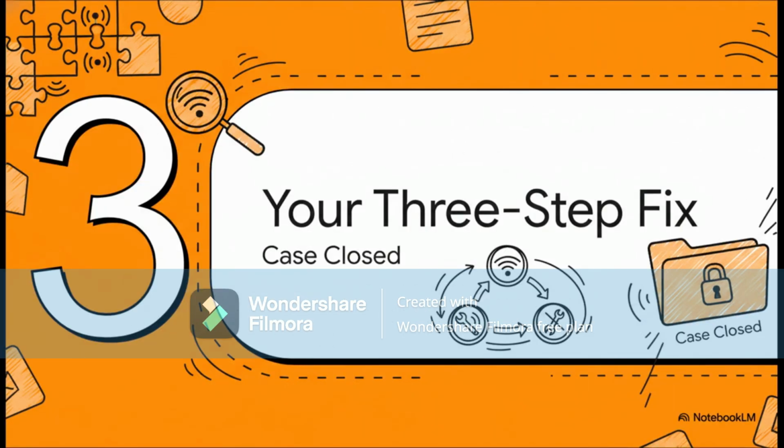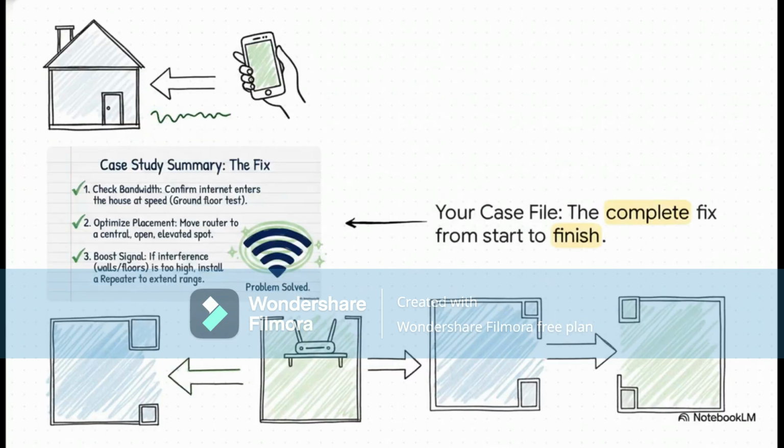Okay, so we have all the pieces of the puzzle. Let's assemble our final case file and lay out the complete 3-step fix that's going to close this case once and for all. So here it is, your complete case file. Step 1. Do a quick test downstairs to confirm your bandwidth isn't the problem. Step 2. Optimize your router's placement. Get it central, get it out in the open, and get it up high. And finally, Step 3. If that's still not enough to beat the interference, just boost the signal by adding a simple repeater. And that's it.